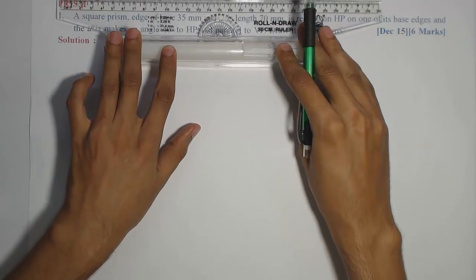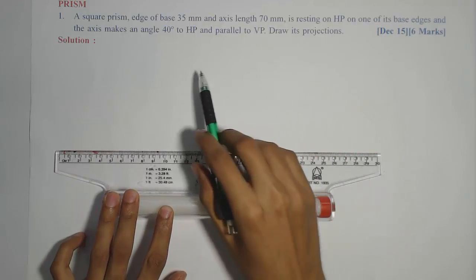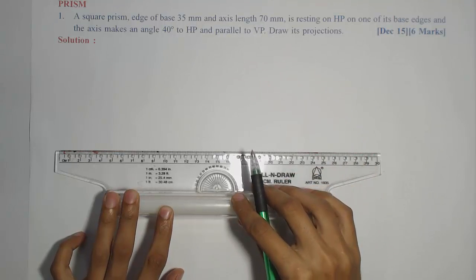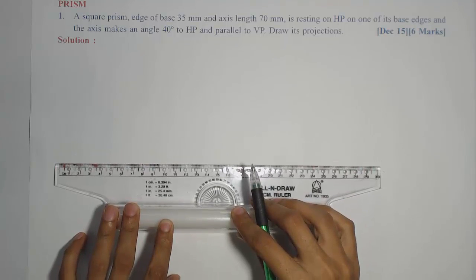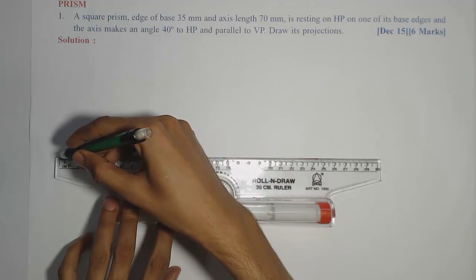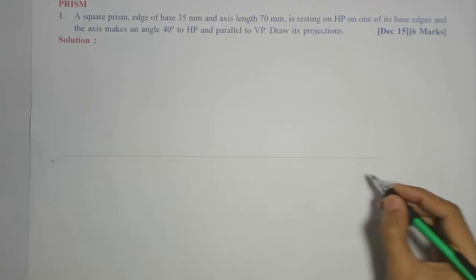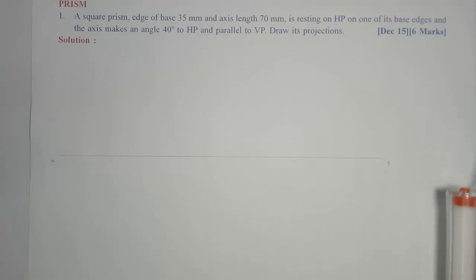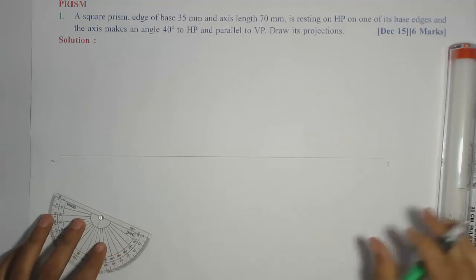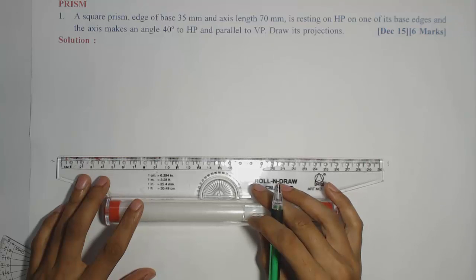For the top view, the square size is 35 mm, but we need more space above XY because the axis length is given as 70 mm, which can be seen in the front view, that means above XY. So we need more space above XY. So first draw the XY line. Now starting with the first stage, I'll first draw the base, which is a square of 35 mm size.